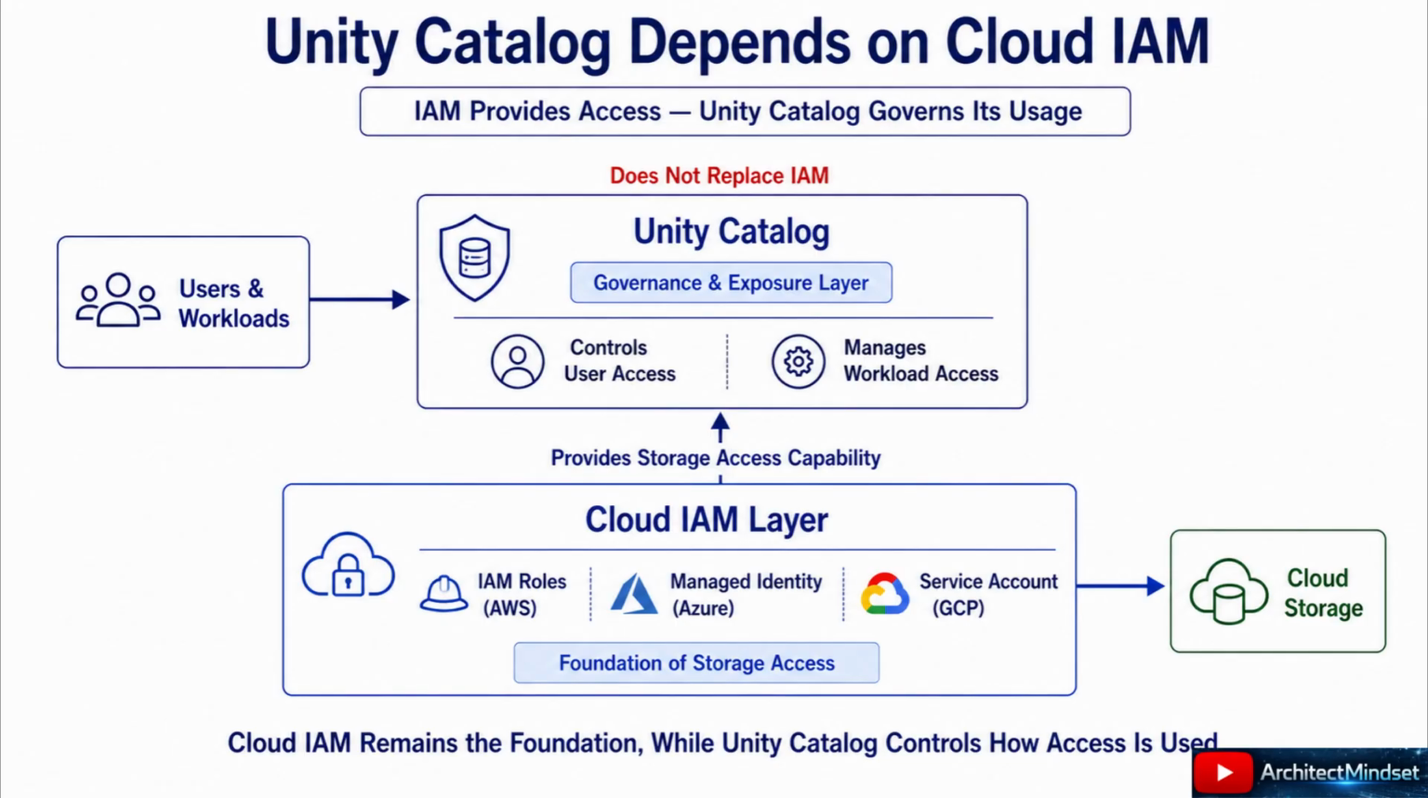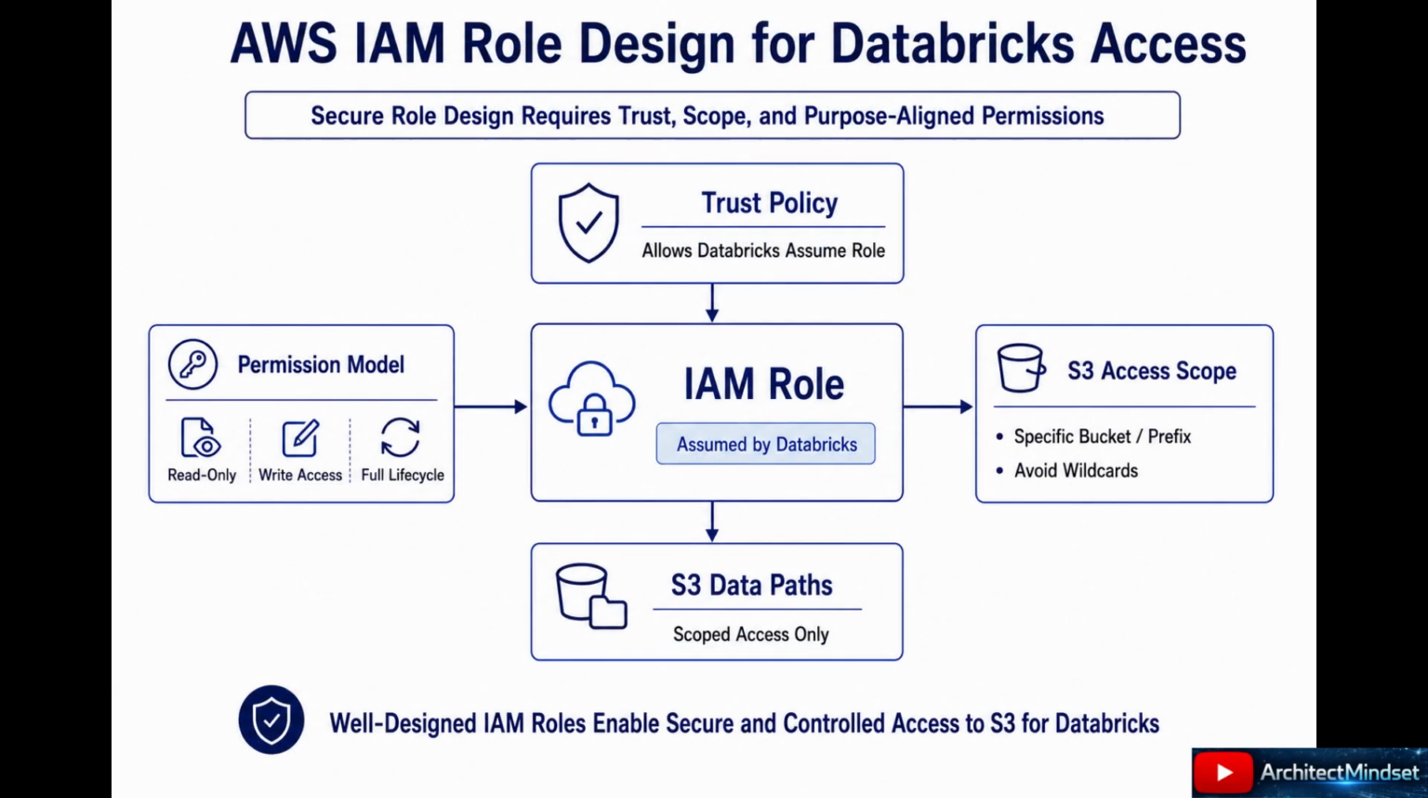Unity Catalog does not replace cloud identity and access management. It actually depends on it. The IAM role, managed identity, or cloud service account is still the foundation of storage access. Unity Catalog governs how that access is exposed to users and workloads inside Databricks. On AWS, the common pattern is to create an IAM role that Databricks can assume. That role should be trusted correctly and scoped to the required S3 paths. The policy should avoid unnecessary wildcards and should reflect whether the use case requires read-only access, write access, or full lifecycle management.